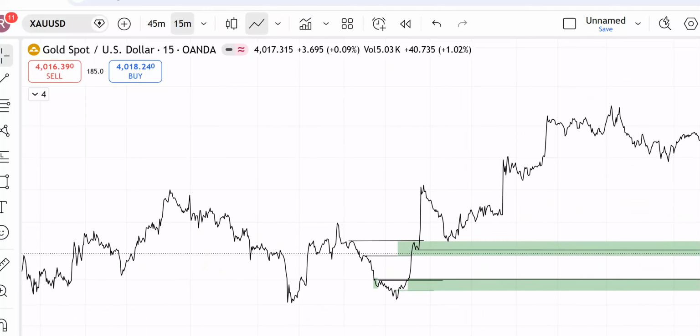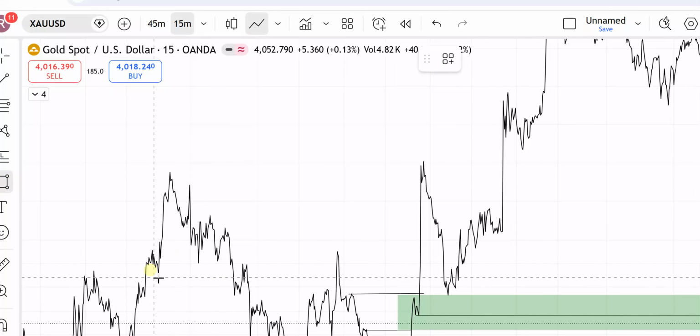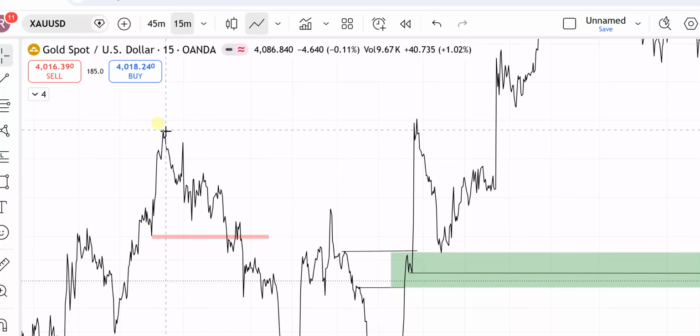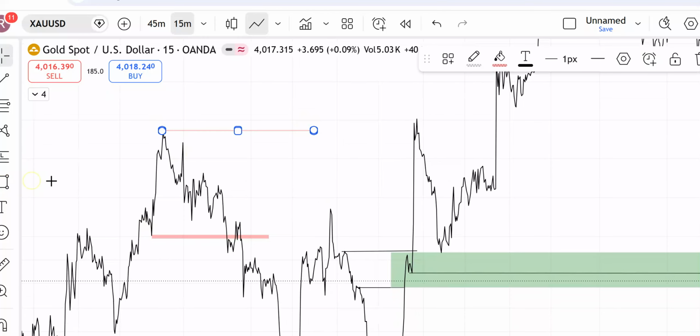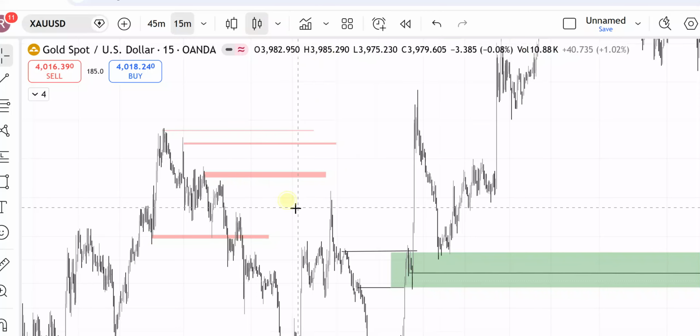So as you can see here, the market breaks the structure at this point. The market breaks the structure, but there are a lot of pending orders still available at this point. But the market didn't give the proper retracement.